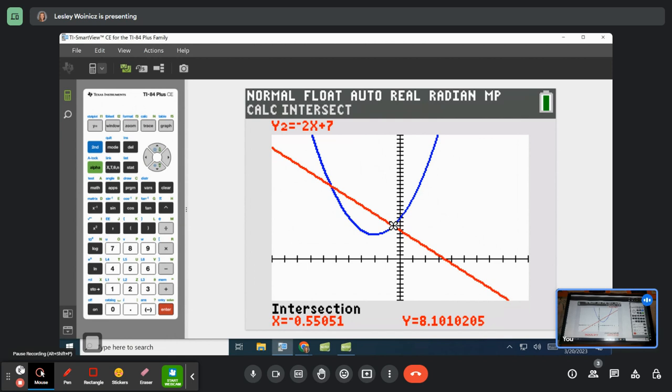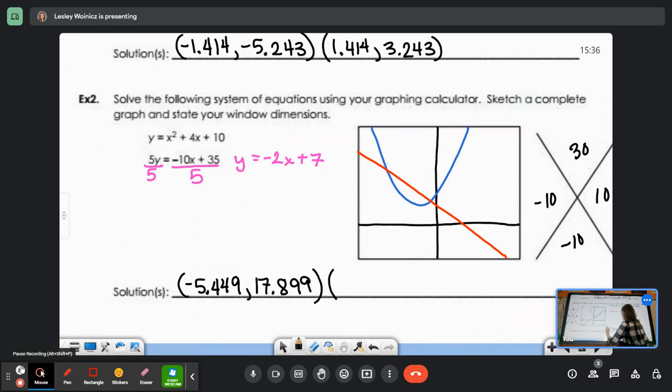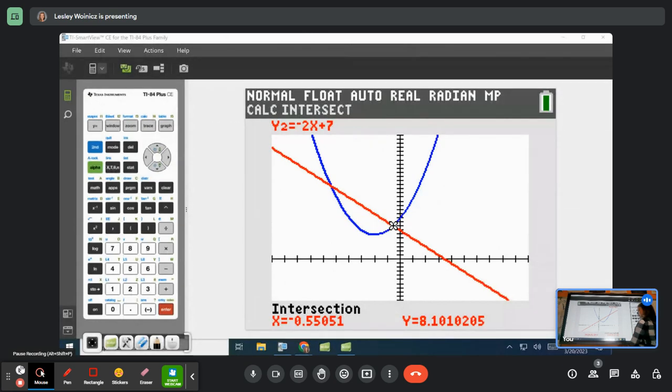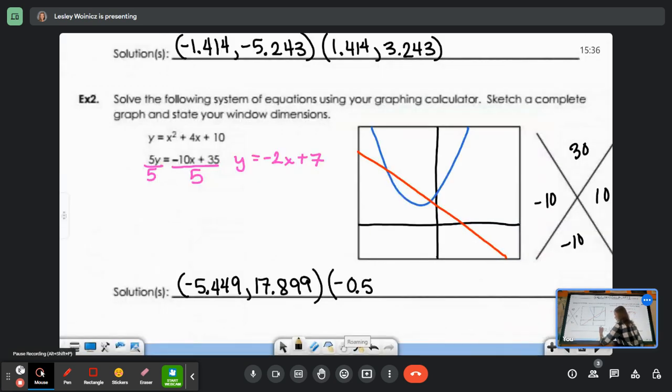I'm getting -0.551, 8.101. I forgot already. 551. 8.101.